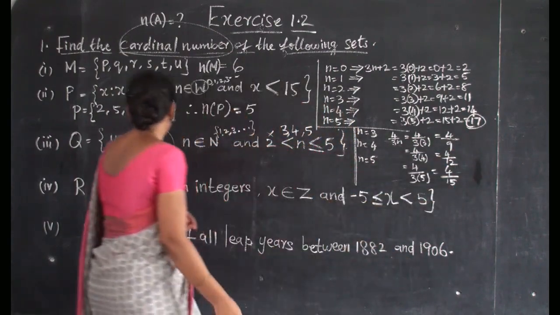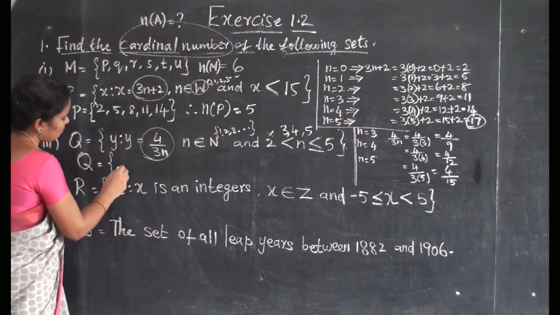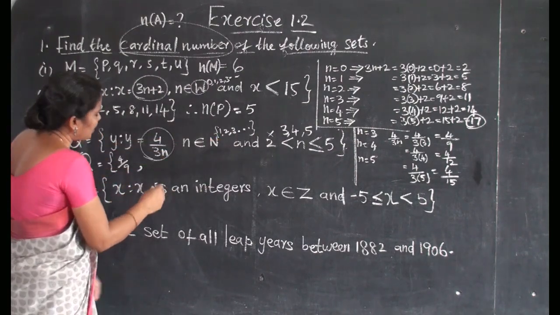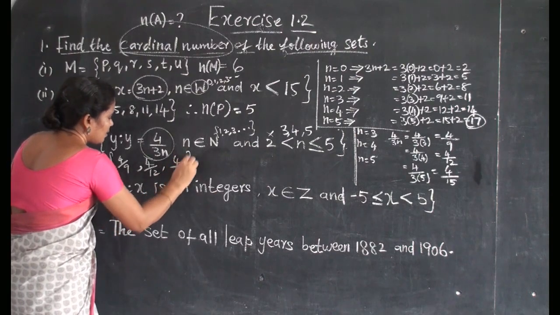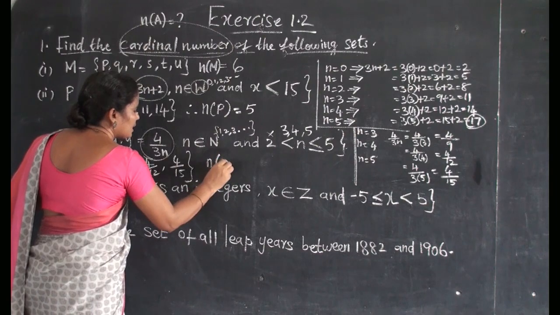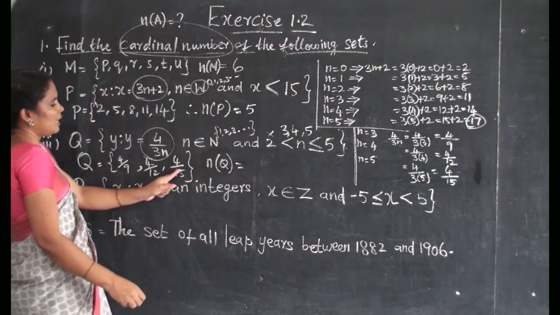What are the elements of Q? Q is equal to 4 by 9, then 4 by 12 and 4 by 15. What is the cardinality of Q? Cardinality of Q, that is n of Q, is equal to 3.